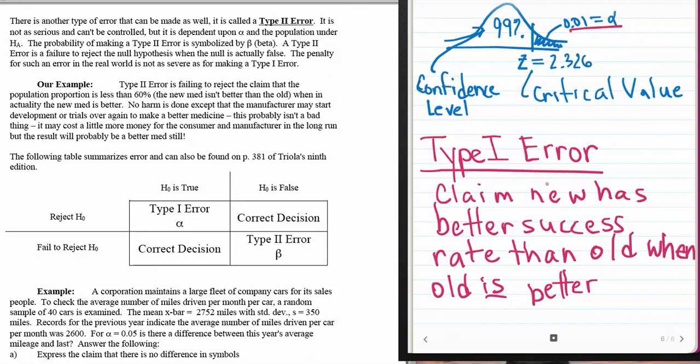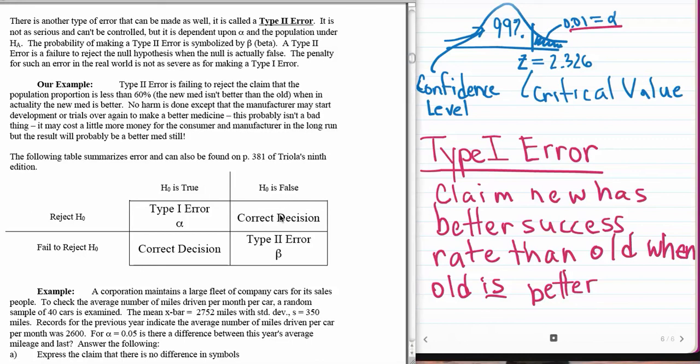Now, there are 4 different scenarios that happen here, and that's what this little table tells you about. We were just talking about the type 1 error. This says that the null was true, and we rejected the null. When you reject the null, you accept the alternative, you accept the claim. So when the null was actually true, that's our type 1. Now, if the null was false, and you rejected the null, then you made a correct decision, right? And if the null was true and you failed to reject the null, then you made a correct decision.